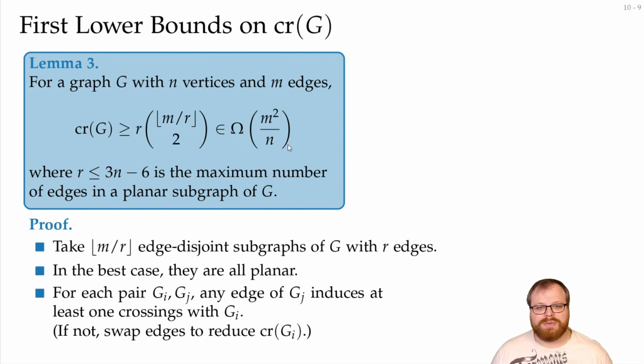And how do we get to this part? Well, r is of order n, so we have an n here, and this whole thing is of order m squared divided by n squared, so we get this bound.